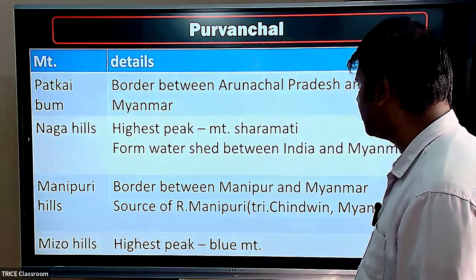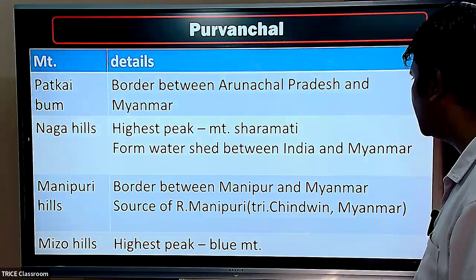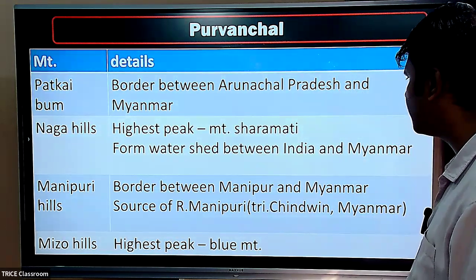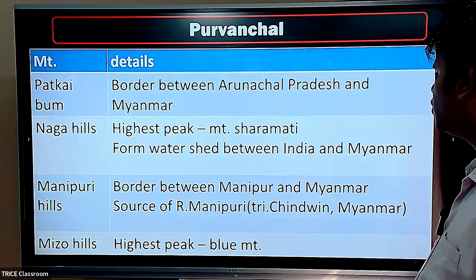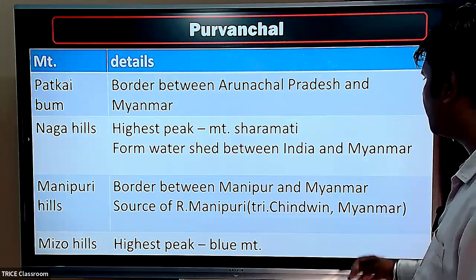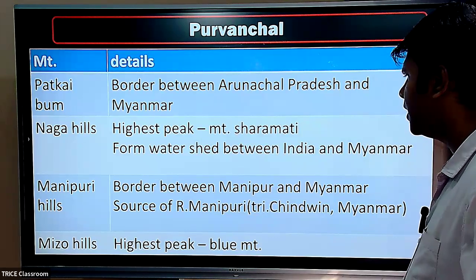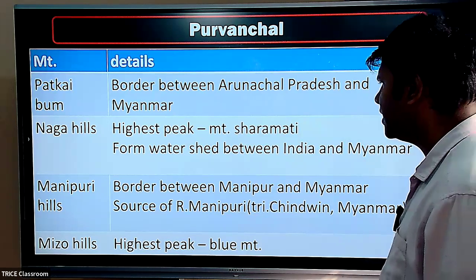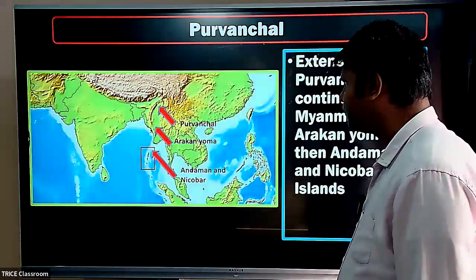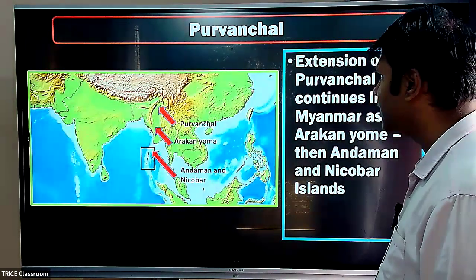Then Manipuri Hills, the border between Manipur and Myanmar, again the source of the river Manipuri, and a tributary of Manipuri called Chindwin River, right? Chindwin River is basically originating in Myanmar and joining Manipuri River in India. Then Mizo Hills, you have Blue Mountain, which is the highest peak in the Mizo Hills, right? Next, this is the Purvanchal region.